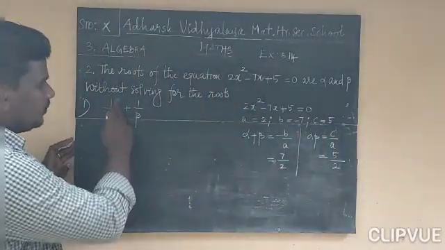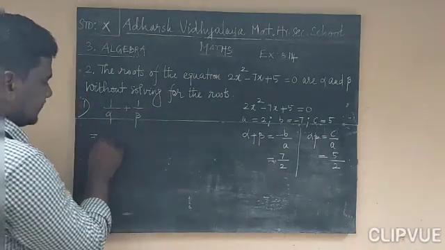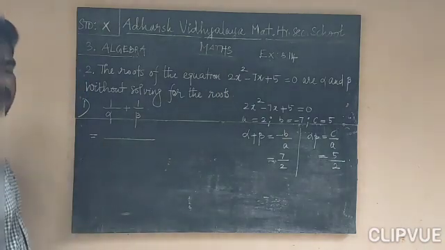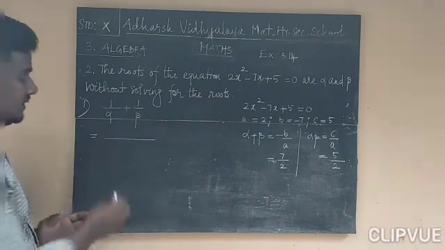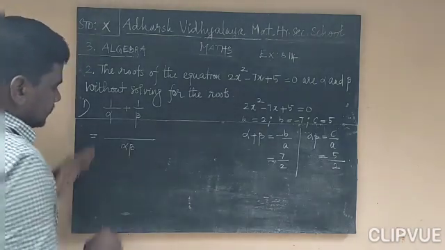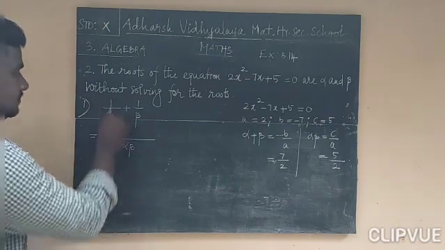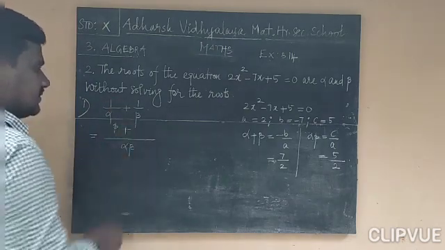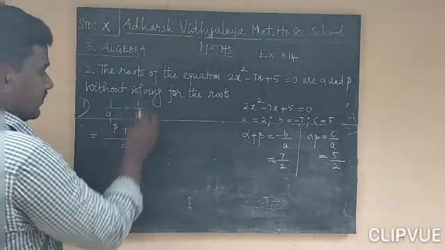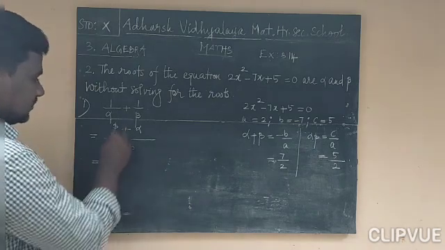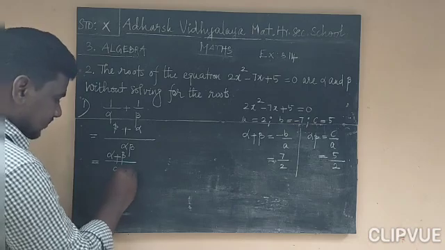Now I am going to find the value of 1 by alpha plus 1 by beta. So better I am going to simplify this by finding the LCM. Here denominator alpha, here denominator beta. What is the LCM? Alpha beta is the LCM. So here beta is missing, so you want to multiply it by beta. So it becomes beta into 1, beta, plus here alpha is missing, so you want to multiply it by alpha. So alpha into 1, alpha. So it can be written as alpha plus beta and the denominator is alpha beta.